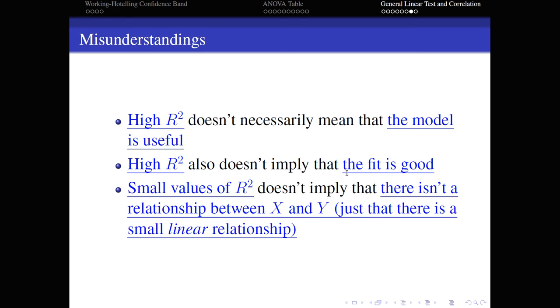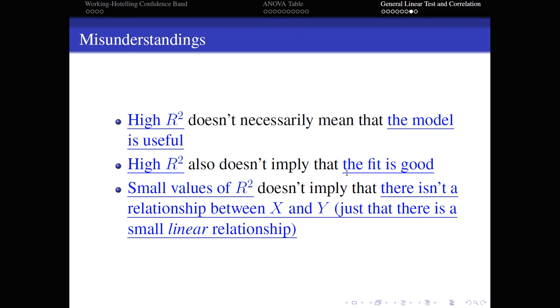And kind of from the opposite direction, you can have a small coefficient of determination and there is a relationship between x and y. That is, small values of r squared don't mean that there's not a relationship between x and y. Just like a small correlation coefficient doesn't mean that x and y are unrelated. It doesn't. All that it means is that there's not a linear relationship between x and y.